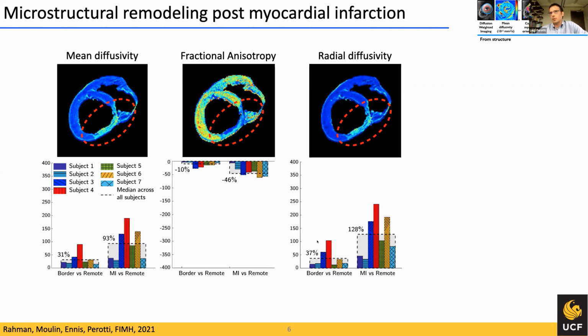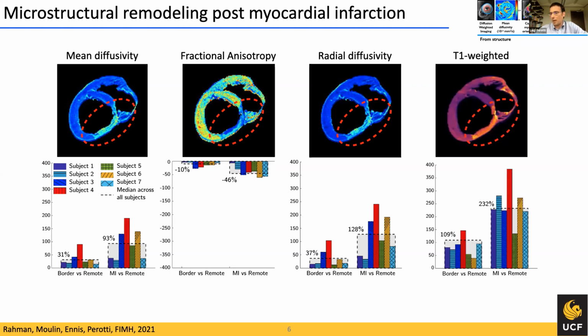But then the question is, of course, how this compares to measures that are routinely acquired in the clinic and are already available. Those, for example, can be T1 weighted or LGE type of MR sequence. We can see that again the myocardium in the infarct region is even brighter, and the increase is even higher than what we can achieve with this new biomarker that we are proposing. So the question is really why we then need diffusion biomarkers if we can do even better with the methods that are available today.